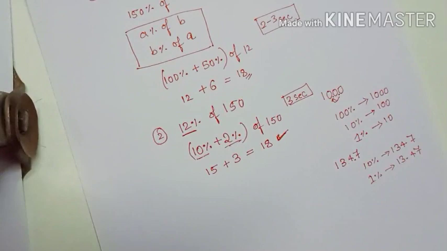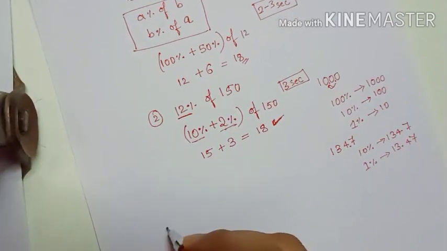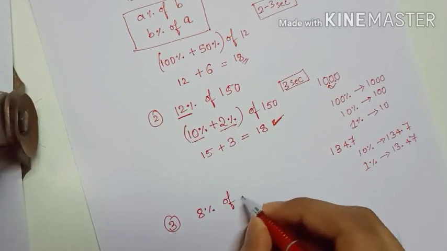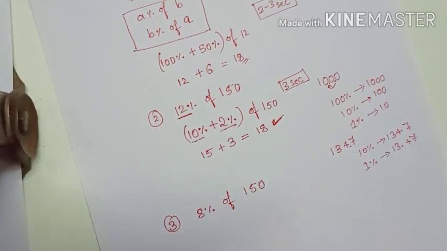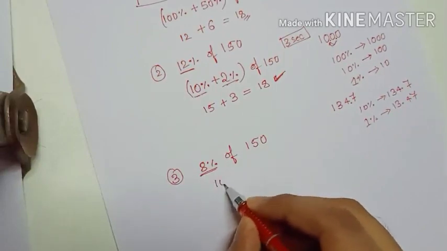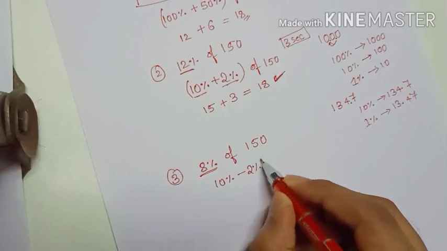Now, I am going to give a few more methods to find the percentage in a quicker way. The third question I'm taking here is 8% of 150. This time, how are you going to do it? The same process. You can take this 8% as 10% minus 2%, right?